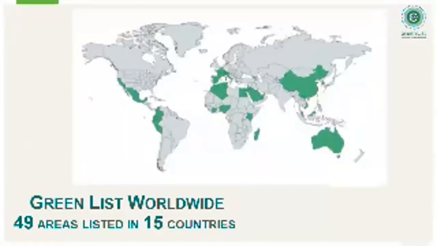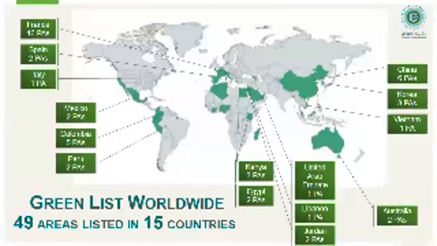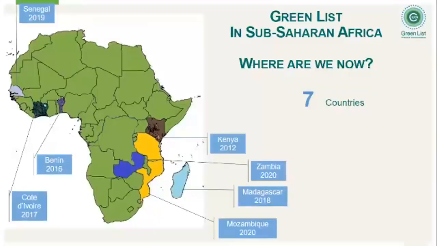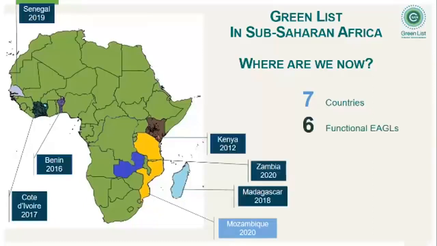Now, let's have a look at where we are in terms of green listed areas in the world. So today we have 15 countries that are engaged in the Green List process, and 49 areas out of them that you can see on this slide that are already green listed. So that means that they have already met all the Green List criteria and standards. Now, if we zoom in to sub-Saharan Africa especially, here we have 7 countries that have already engaged in the Green List process. Out of them, 6 have already functional Eagles, and one of them, Kenya, has already 3 areas that are Green Listed, meaning that they have already met all the Green List criteria and standards.